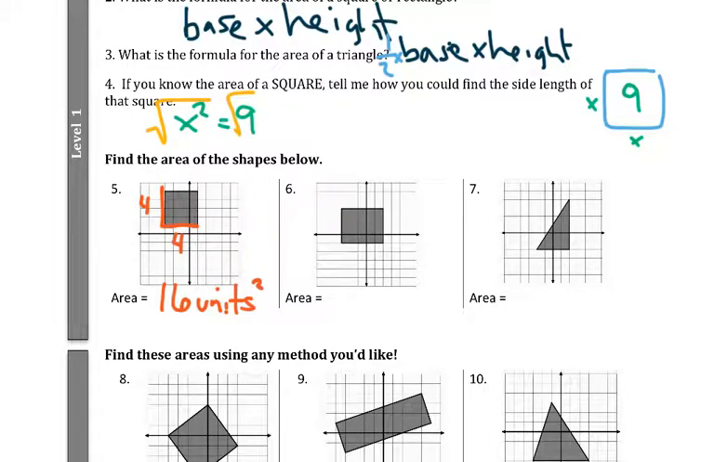Okay, question 6. Once again, we can go through and count 1, 2, 3, 4, 5, 6, 7, 8, whatever. Or a faster way to do it is to say, okay, I know there are 5 squares along the bottom, and there are 4 squares along the side.